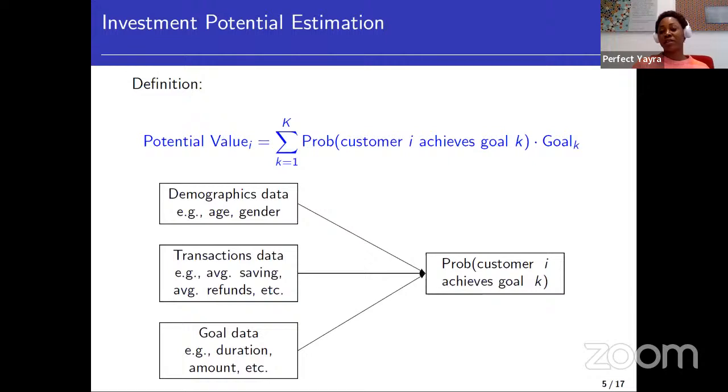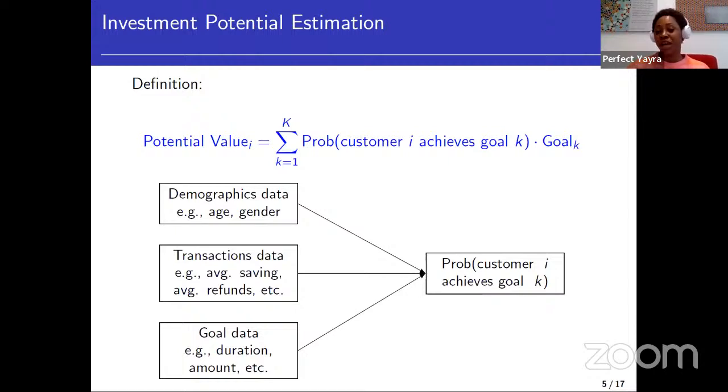So we say that although we don't have data on the income and expenditure of the customers, we assume that whatever goal the customer sets, the customer has taken into consideration their level of income and their expenditure. So at the end of the day, net disposable income influences this goal. In a way, we are saying that the goal amount gives us a fair idea of what income the customer earns. So the potential investment value of a customer is the probability that the customer will achieve this goal multiplied by the goal amount. Let's say you set a goal of 10,000, we estimate the probability of you achieving this goal, and this value becomes your potential.